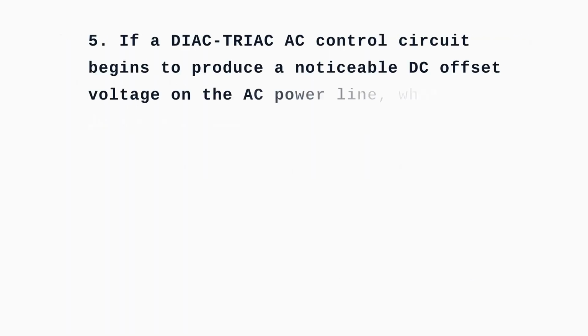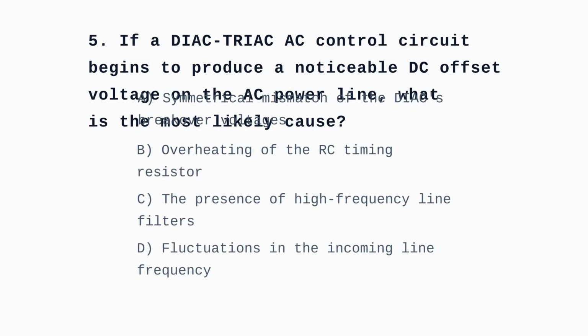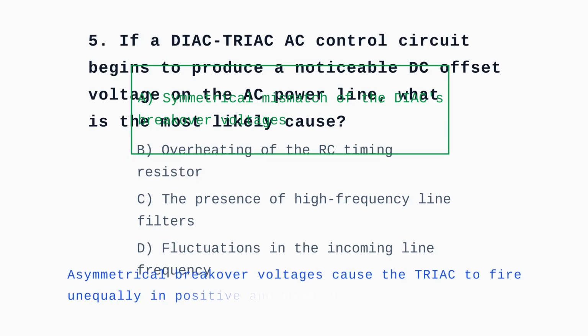Question 5. If a DIAC-TRIAC AC control circuit begins to produce a noticeable DC offset voltage on the AC power line, what is the most likely cause? If a DIAC's positive and negative breakover voltages are mismatched, the TRIAC conducts for unequal durations during each half cycle, introducing an unwanted DC offset.